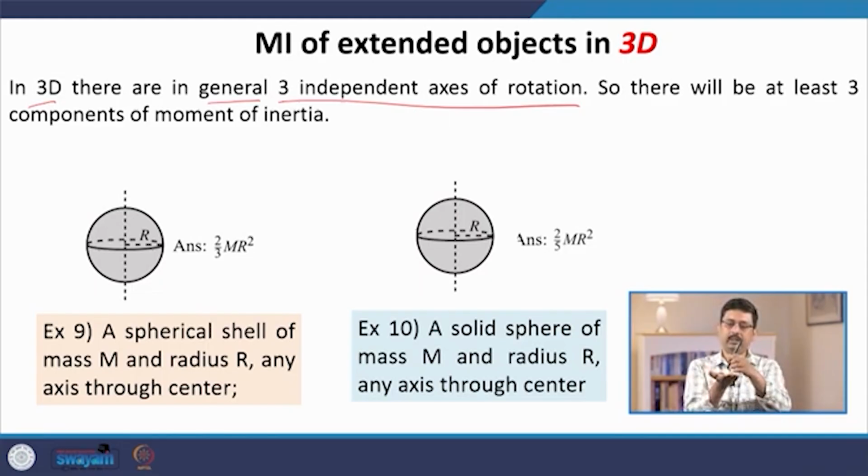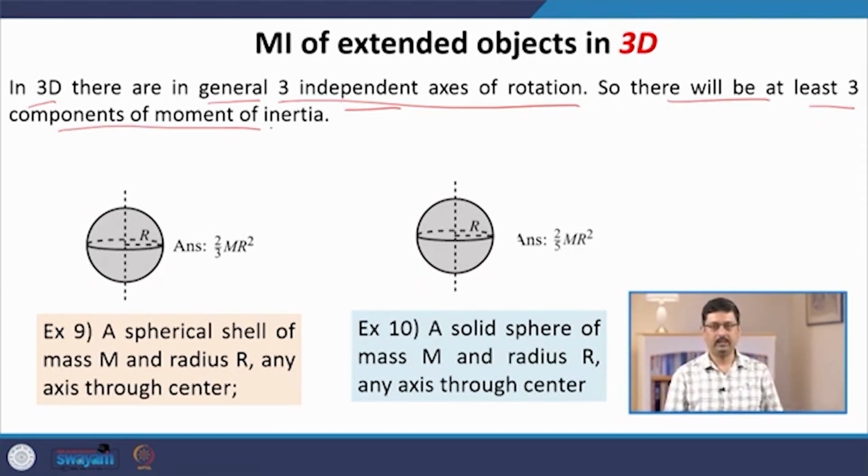However, in 3 dimensions there is not a single possible orientation, but any possible orientation, and in general, as you know, any direction can be represented by 3 independent orientations in 3D. So, we are dealing with 3 independent axes of rotation, which means that there will be at least 3 components of moment of inertia. This is why 3 dimensions is a little bit more complicated than 2 dimensions. So, we take some simple examples of particularly symmetric mass distributions.